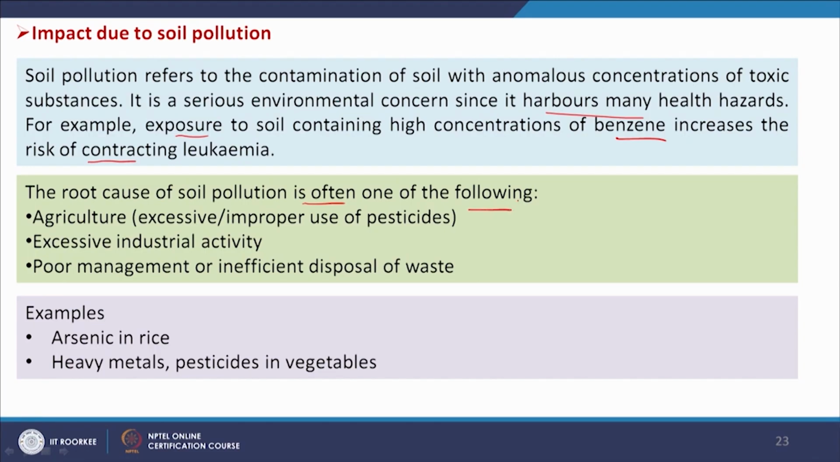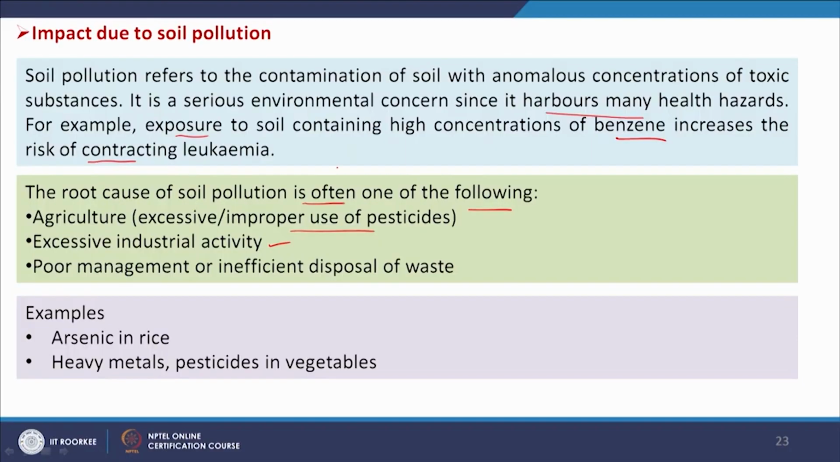There may be many reasons. Out of those, some may be agriculture, that is, excessive or improper use of pesticides. If we use pesticides, they will come into the soil and pass into the food, because they are conservative pollutants. They will accumulate in the plants, and from plants to food, and come into the food chain. Then excessive industrial activity, industrial pollution, will also come into the soil and contaminate it, and poor management or inefficient disposal of waste is another reason for the pollution of the soil.